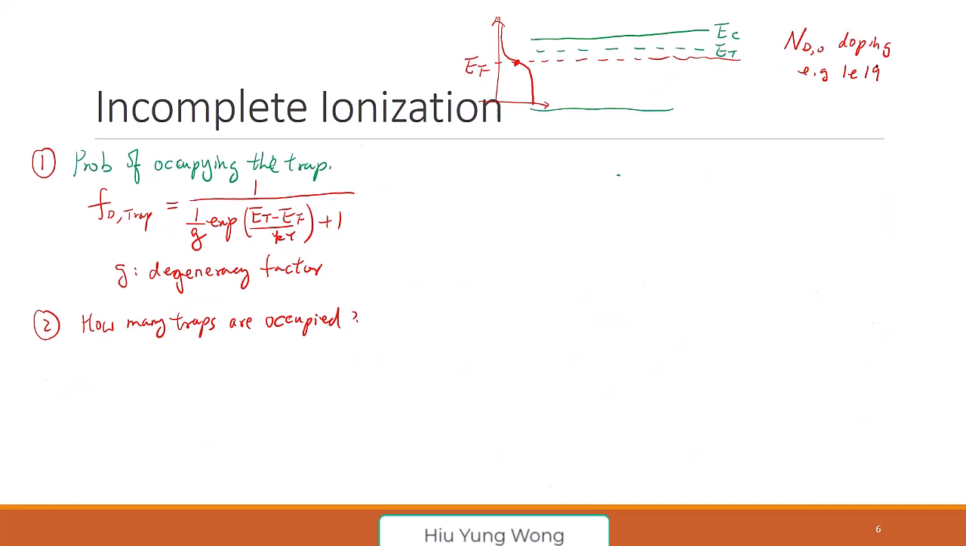So last time, what did we say? The number of states times what gives you the number of occupancy? I have ND0 dopant, and the probability of occupying is the Fermi-Dirac function in the trap. So this is the number of traps that are occupied. Make sense? For example, if the probability is 0.2 and I have 1E19, then it will be 1E19 times 0.2, equal to 2E18. Is this okay?